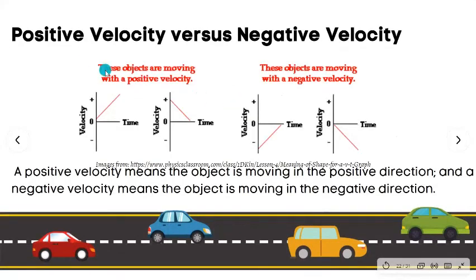All right. So what is the difference between the positive velocity versus the negative velocity? So again, kasi sabi po natin na when we have a positive velocity, it means that your object is moving on the positive direction. And while when we have a negative velocity, so ito po yung negative velocity natin as you can see, so it is traveling on the negative direction.